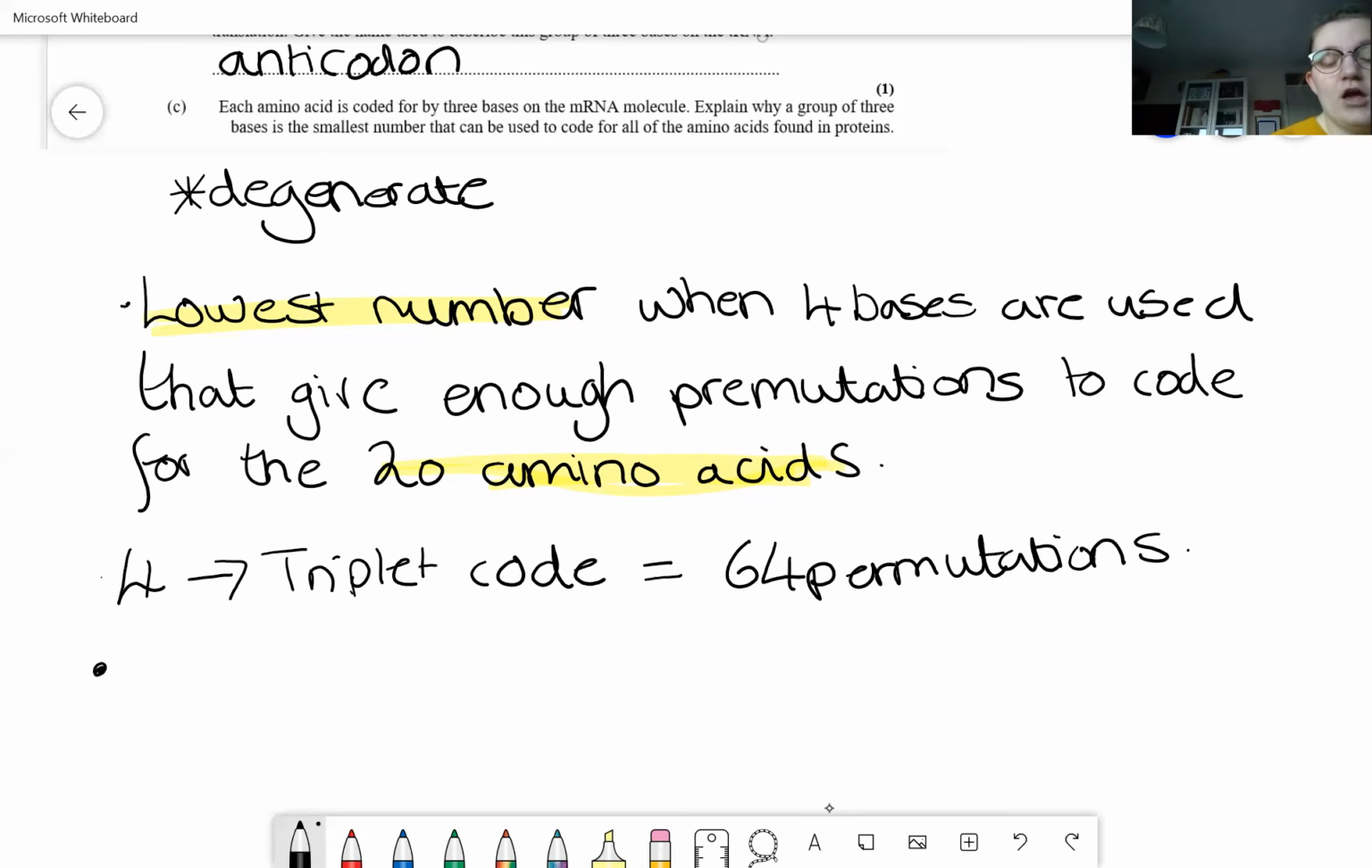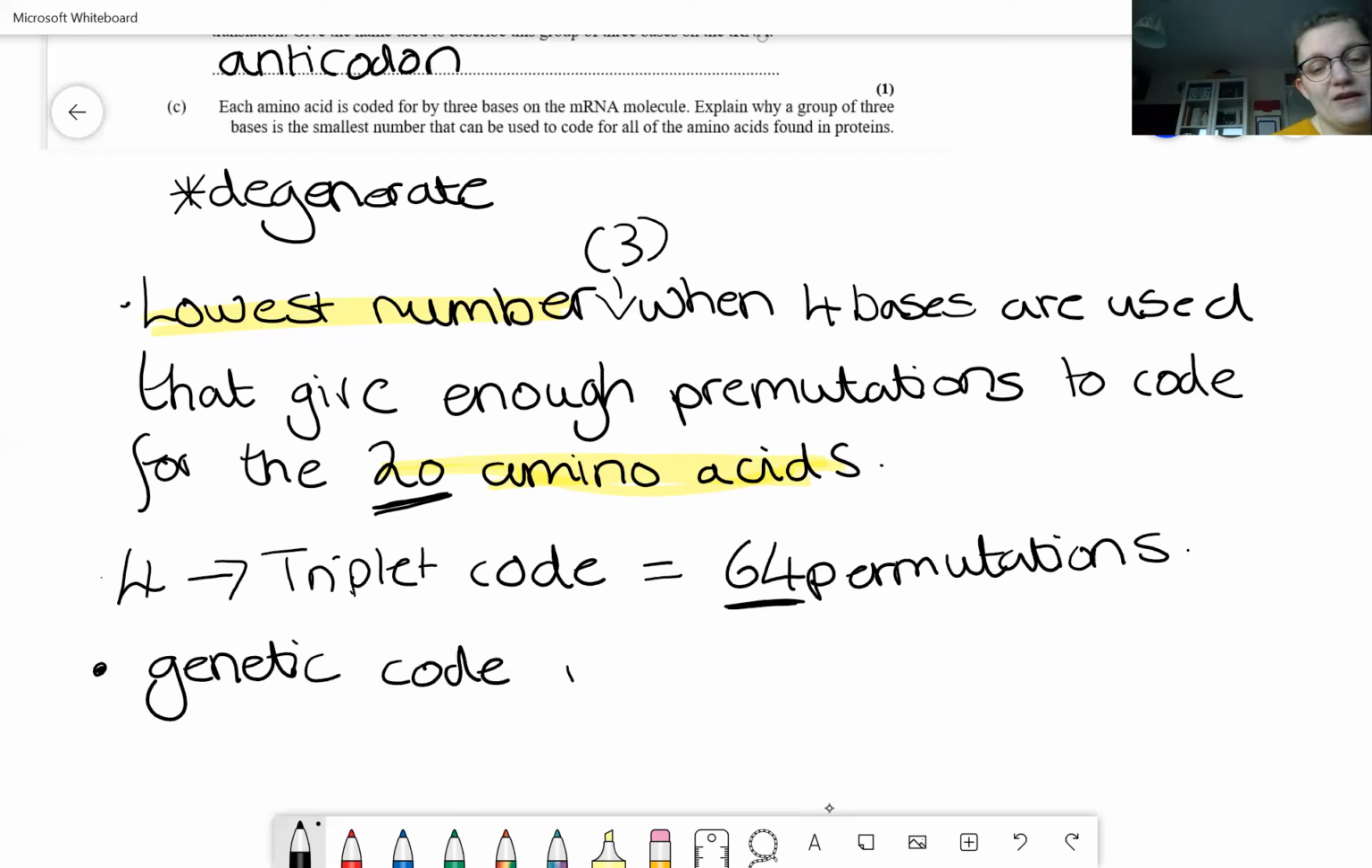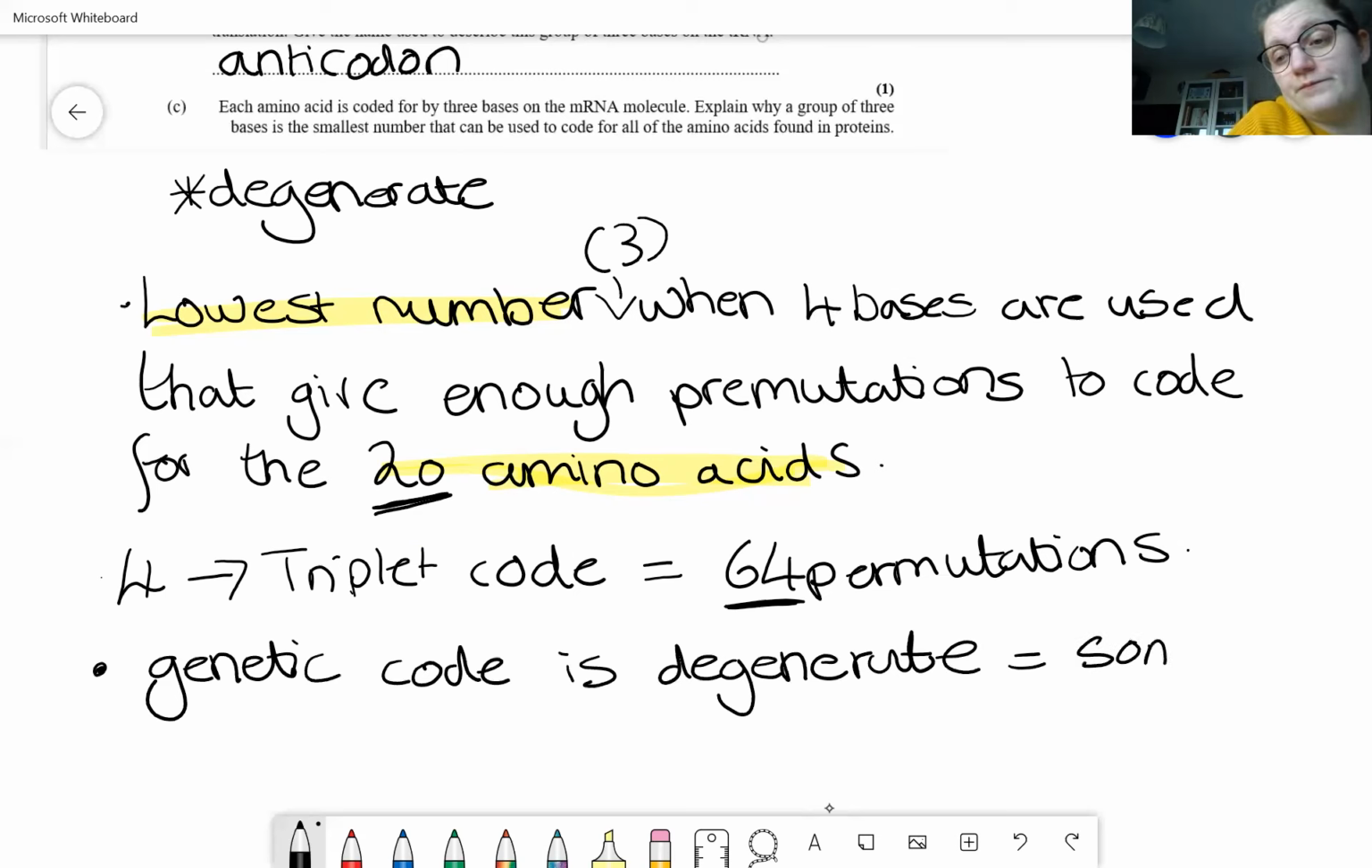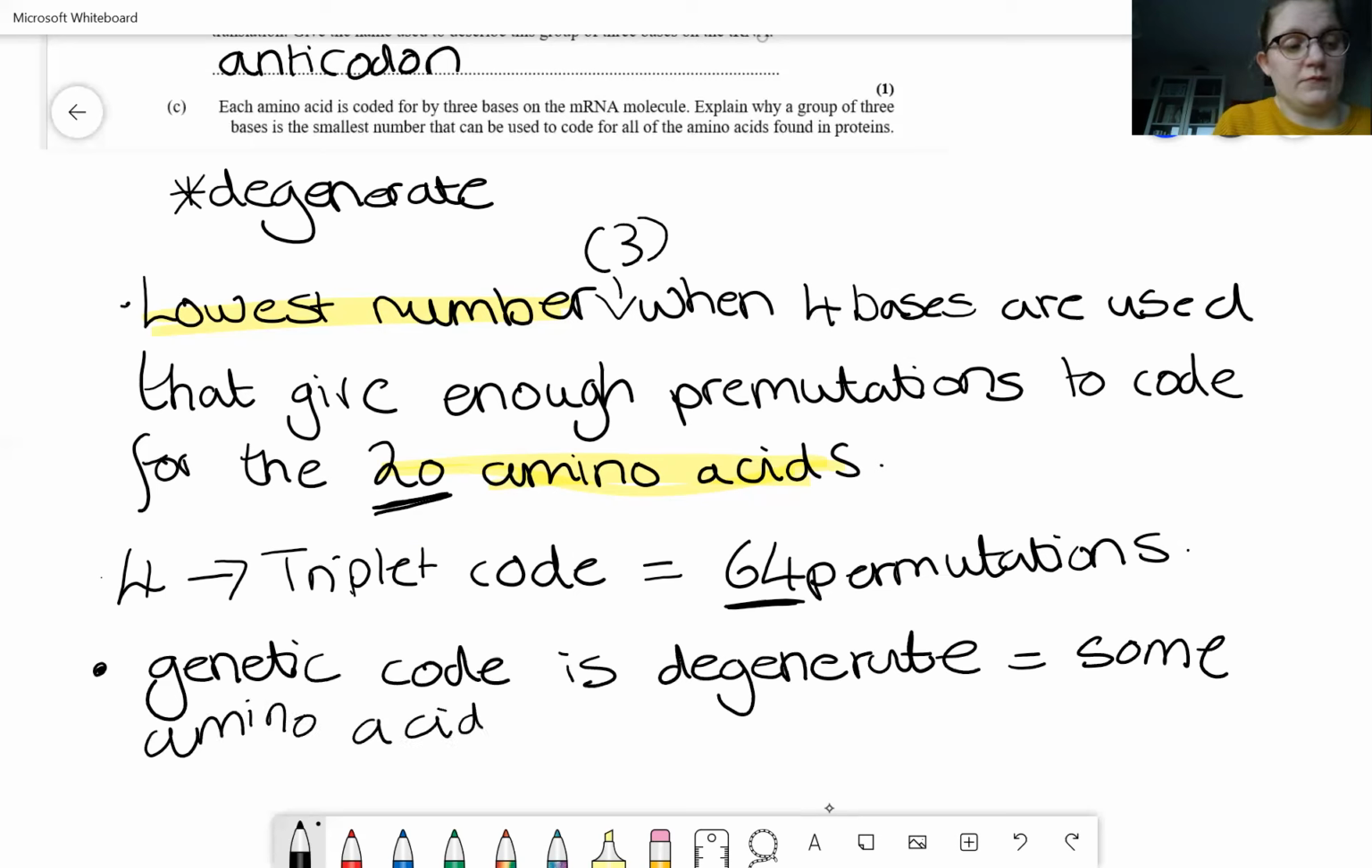You could actually put in here: lowest number when 4 bases are used, the lowest number being the 3 for the triplet. And the 4 bases used that give enough permutations for the 20 amino acids. So 4 lots, the triplet code gives us 64. We only have 20 amino acids. Therefore, because we have more than that, we can say that the genetic code is degenerate, meaning some amino acids have more than one code.